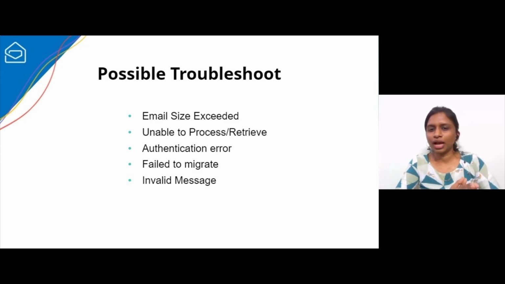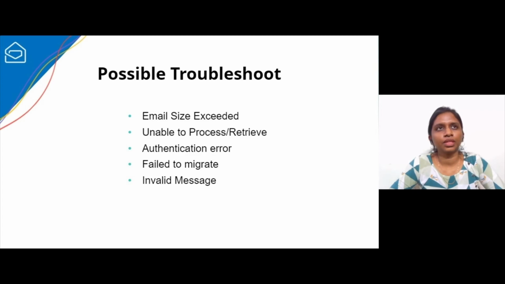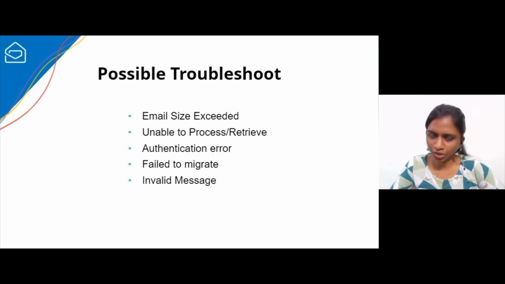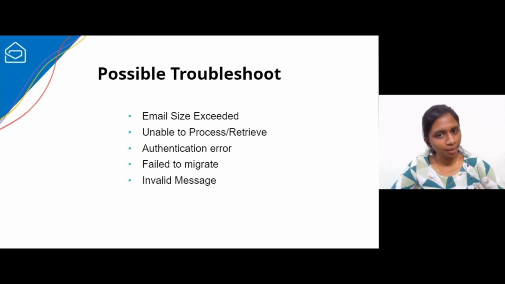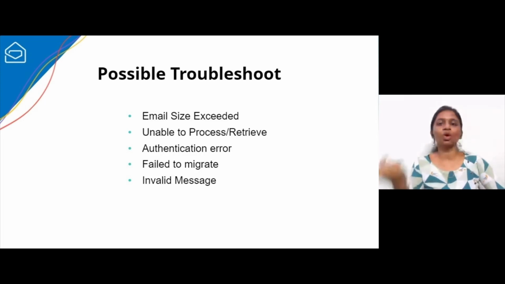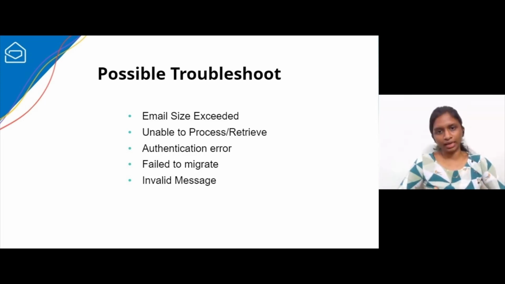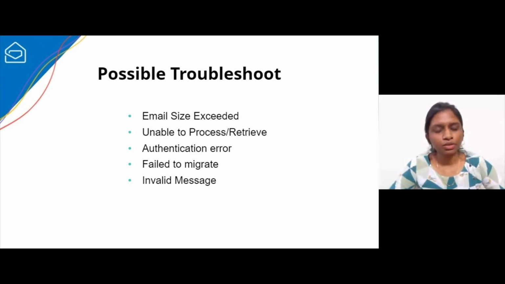So now you should have a doubt: after I do this, what will happen? You can simply resume the migration. But when you resume the migration, will duplication happen again? That is, the mails that were already migrated, will they migrate again? The answer is absolutely no. The mails that were already migrated will stay migrated, and only the emails that were left behind will start migration again. So that's about the first troubleshoot.